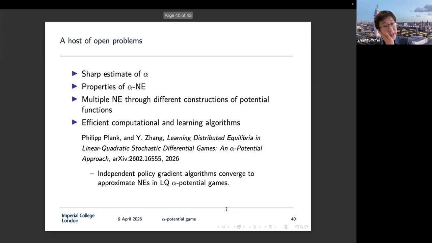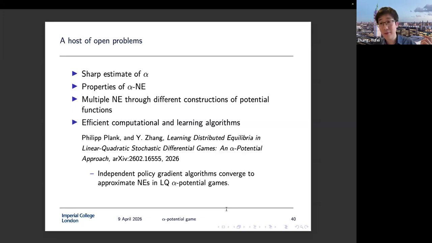And I want to quickly mention some open questions in this framework. We just started work on this 2 years ago, and we think that there are a lot of interesting questions in this area. The first is that, as I said before, the construction of the alpha potential function and alpha for a concrete game is essentially non-unique. In our work, we give one specific choice of the alpha potential function, and then we quantify the corresponding alpha.